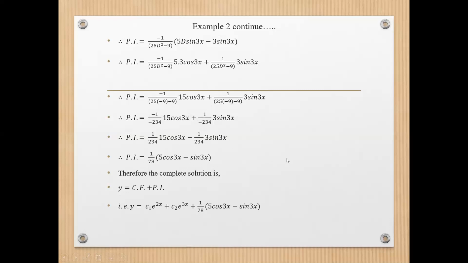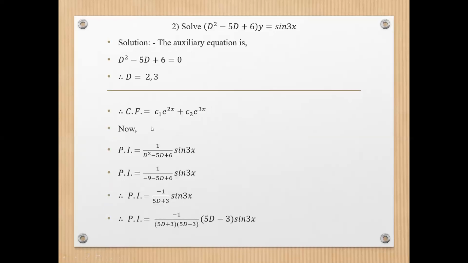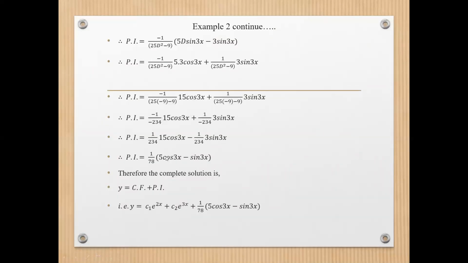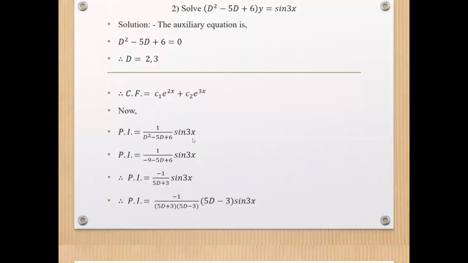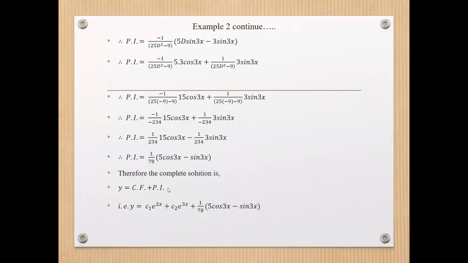Now write the complete solution or general solution of the given equation as y is equal to CF plus PI. This is the CF: C1 e raised to 2x plus C2 e raised to 3x. Whatever we have taken here as CF, that must be written here, otherwise there may be no marks. CF is C1 e raised to 2x plus C2 e raised to 3x. PI is 1 upon 78 into bracket 5 cos 3x minus sin 3x.